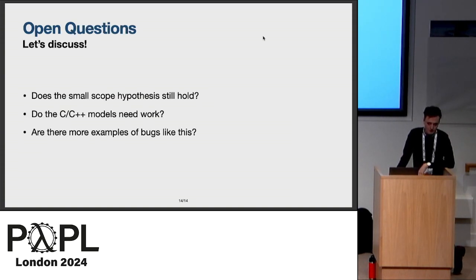Yeah, I'm happy to talk about all of this stuff. It's a bit of a nasty bug. There's also some more open questions here. So, does the small scope hypothesis hold? Every compiler bug I've ever seen can be reduced to one of these tiny litmus tests, 4 lines of code, 2 threads, whatever.